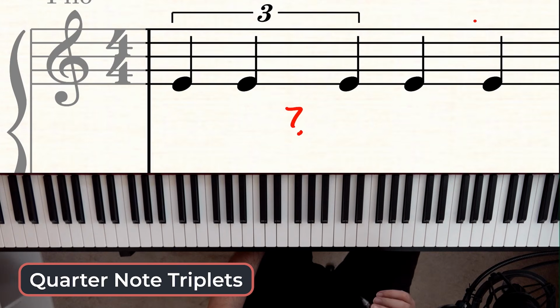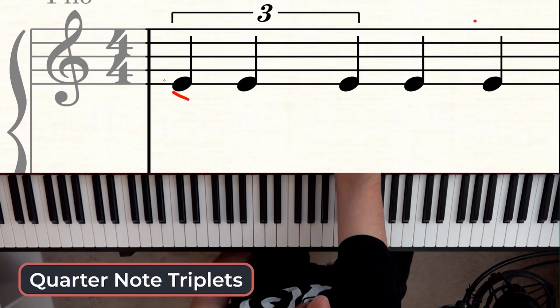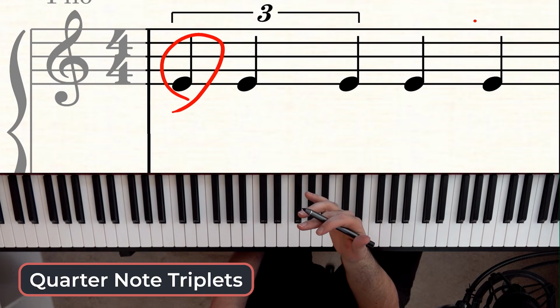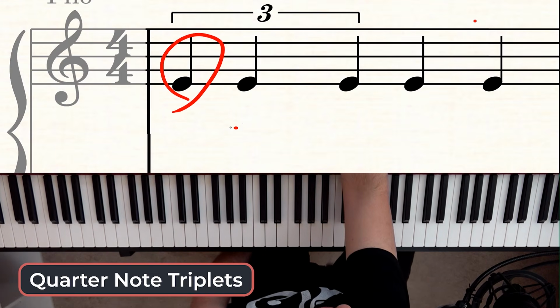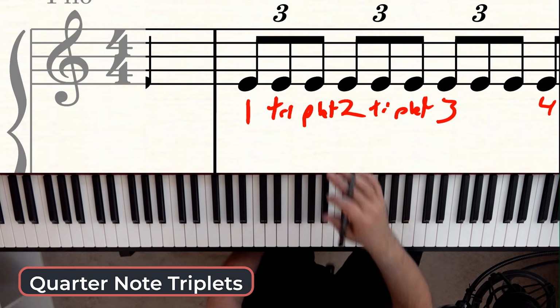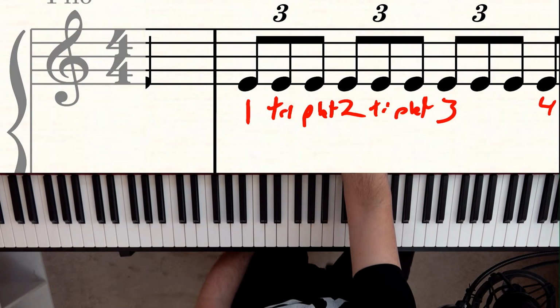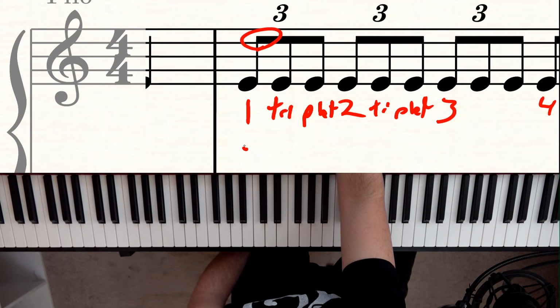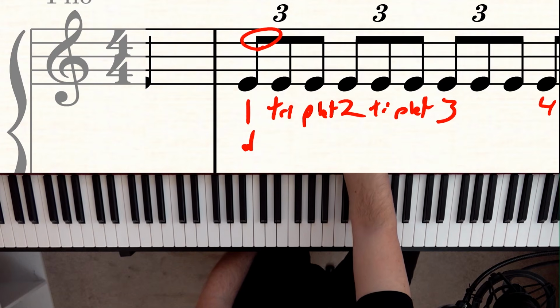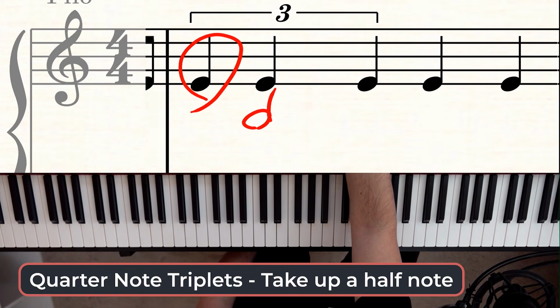The amount of value that a triplet takes up is always double whatever the note value is underneath it. So if these are quarter notes, you're not adding them together. If that's a quarter note, the total amount of beats that all three of those are going to take up together is a half note. Just like with the eighth note triplets, they really took up the value of the next note up, which was the quarter note. So if you have quarter note triplets, it takes up a half note.